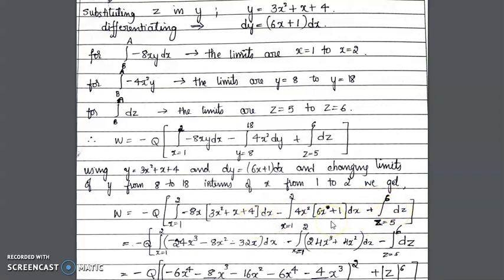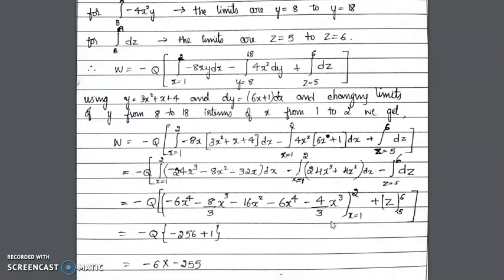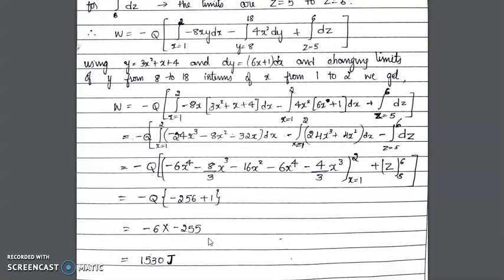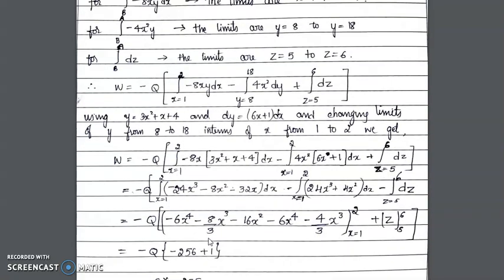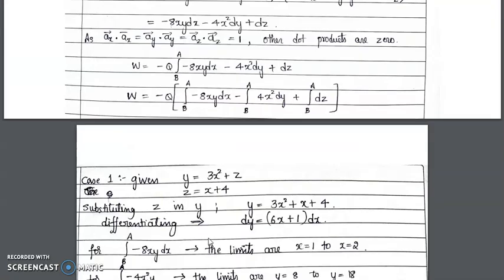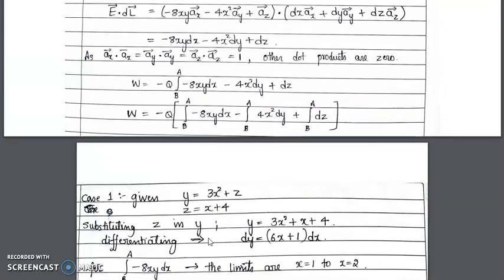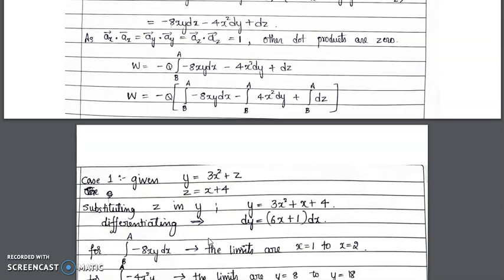If you simplify and integrate this, you will get minus q into (minus 256 plus 1). So the final answer will be 1530 joules. So it is 1530 joules of work you need to do to move a charge of 6 coulomb from point B to point A when the path is y equal to 3x square plus z and z is equal to x plus 4. Now this is case 1.